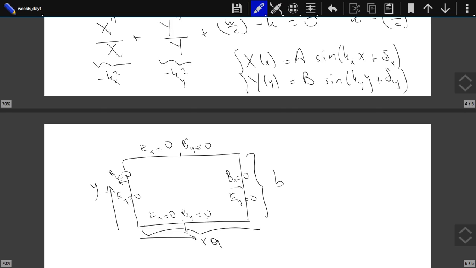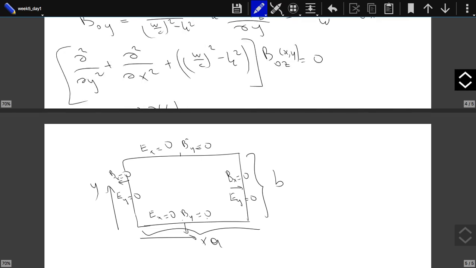Electrical, what we said is that the Z component of the electric field is 0. We are looking at the Z component of the magnetic.